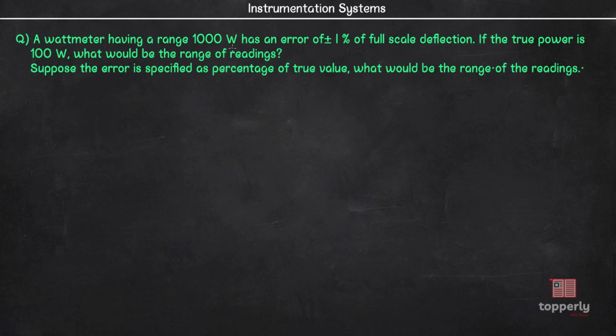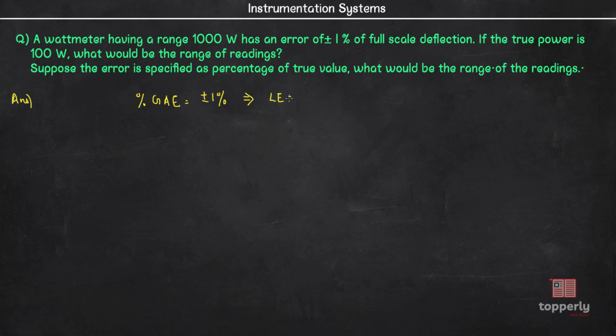Now let us see one more example to illustrate the concept. A wattmeter having a range of 1000 watt has an error of plus or minus 1% of full scale deflection. Therefore, we are given percentage guaranteed accuracy error is equal to plus or minus 1%. From here we can get the limiting error.